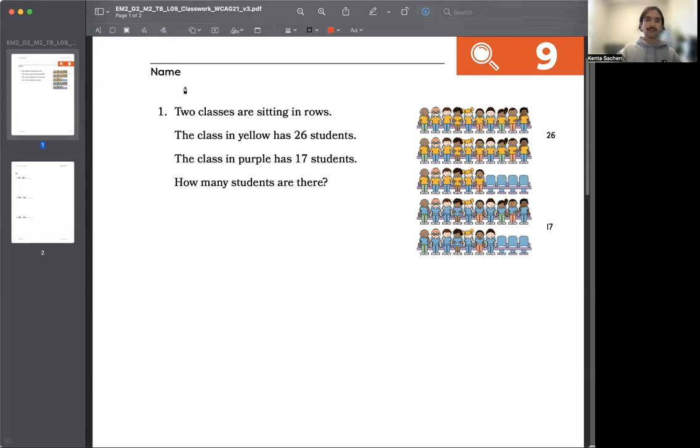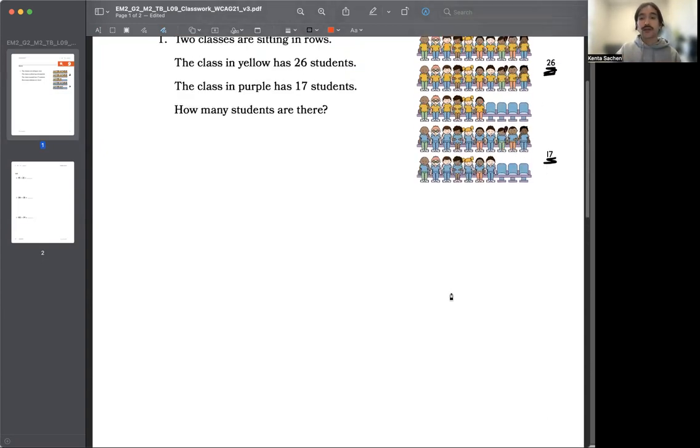It says two classes are sitting in rows. Okay, we see two classes. The class in yellow has 26 students. The class in purple, looks blue to me, but it says purple, has 17 students. How many students are there all together? Now, we could count one at a time. That might take us some time. So we're going to add this together, right?